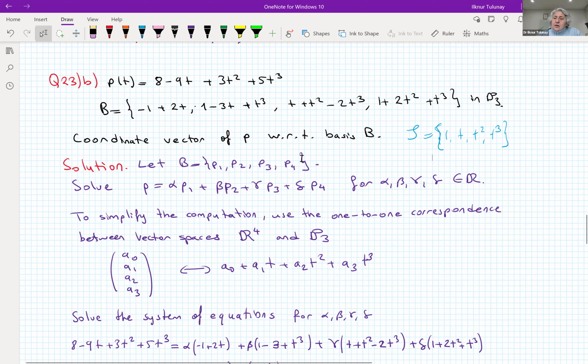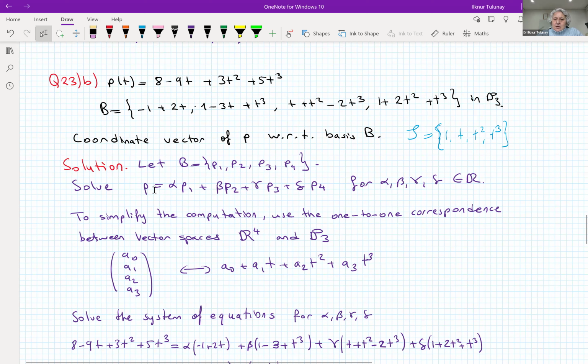Our aim here, in this case B is these polynomials, and we would like to write down P in this format for some alpha, beta, gamma, delta in the real numbers. So basically, we would like to solve this equation system. Unknowns: alpha, beta, gamma, delta.